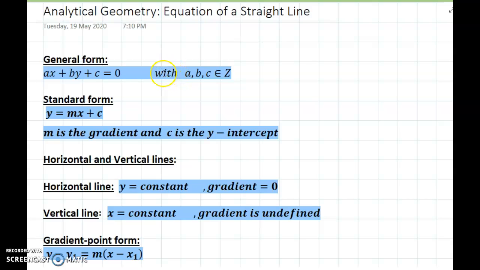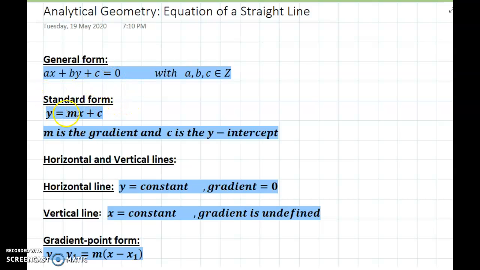And usually A, B, and C are elements of the integers, Z representing integers. In other words, A, B, C normally won't be a half or any fraction. It will just be an element of the integers normally, unless otherwise stated. Then you get the standard form that we're very familiar with.